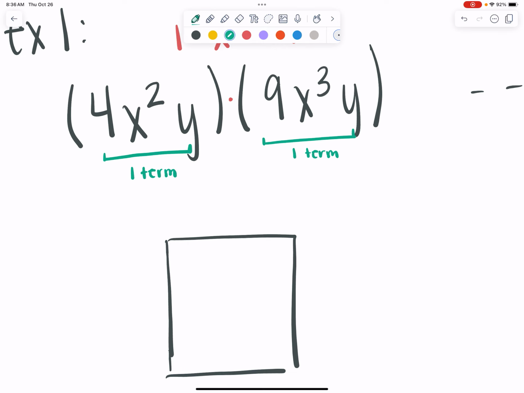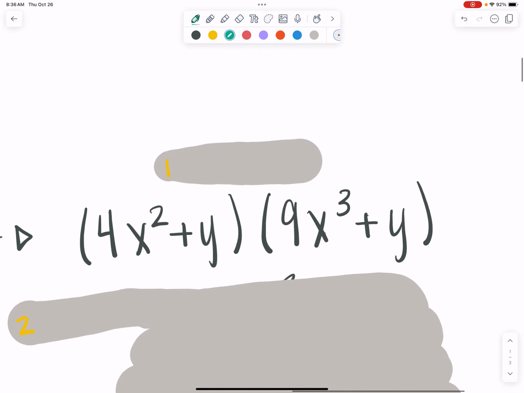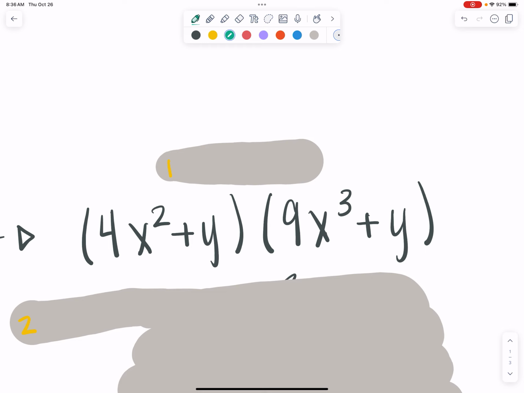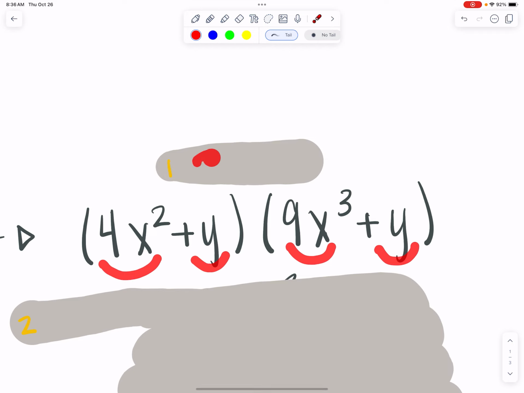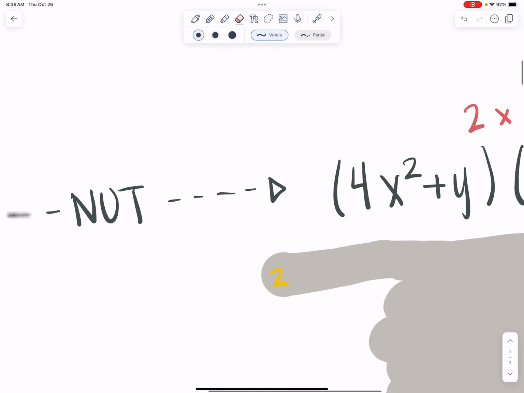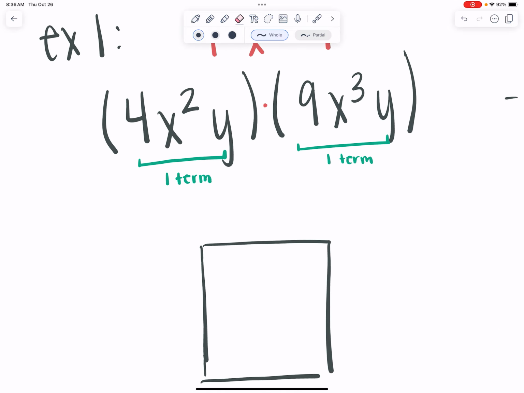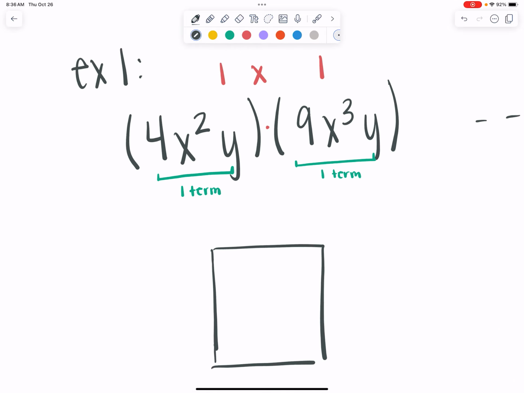What it would look like if it was two terms and two terms is this problem. Notice how I have that addition sign to make this one term, two terms, one term, two terms. So this one would be a 2 by 2. All right, so over here I've got a 1 by 1. So I set up a 1 by 1 box.